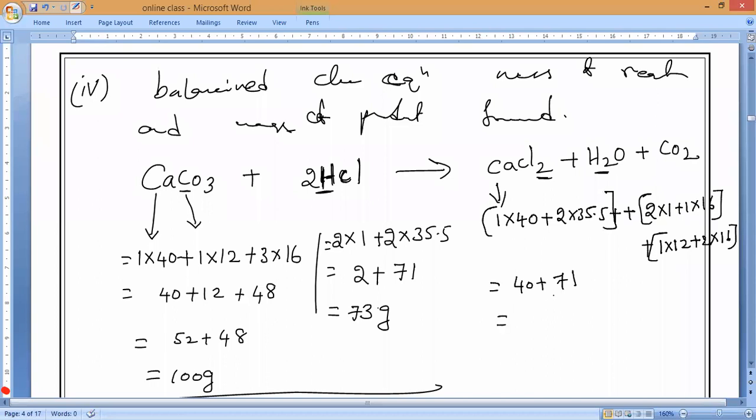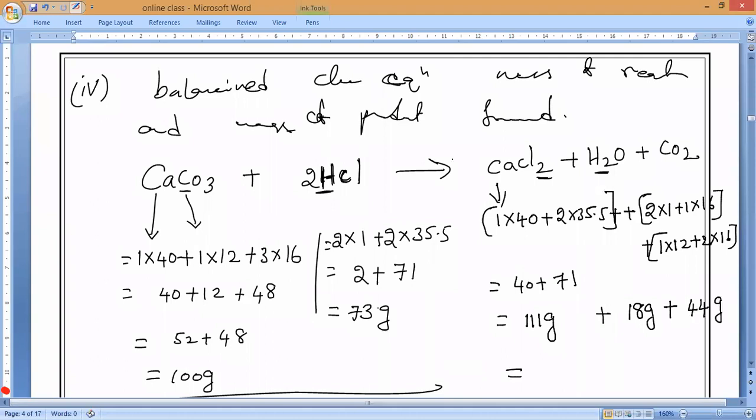40 plus 71 is 111 grams. Next, 2 into 1 is 2, plus 16 into 1 is 16, so 16 plus 2 is 18 grams. Then 12 into 1 is 12, plus 2 into 16 is 32, so 32 plus 12 is 44 grams.